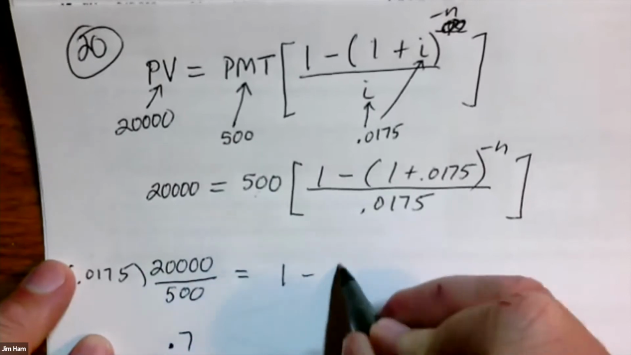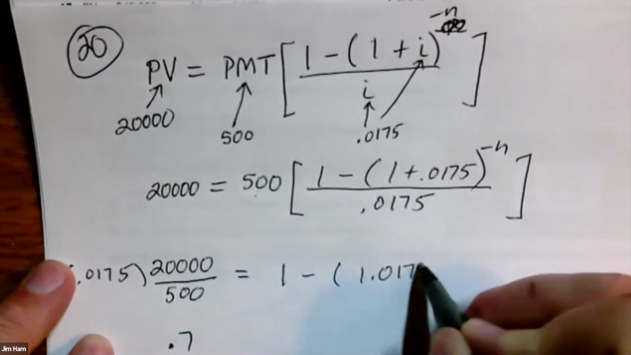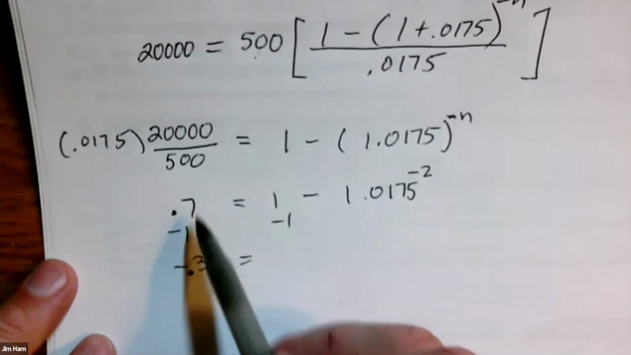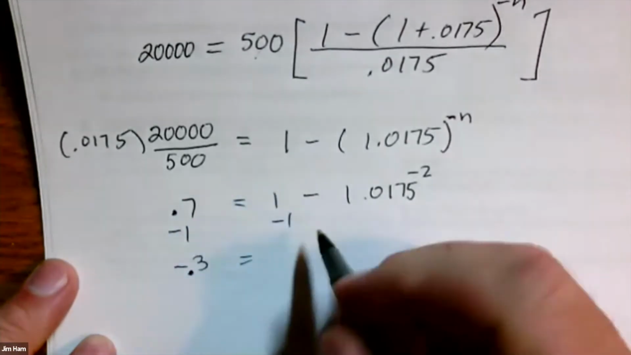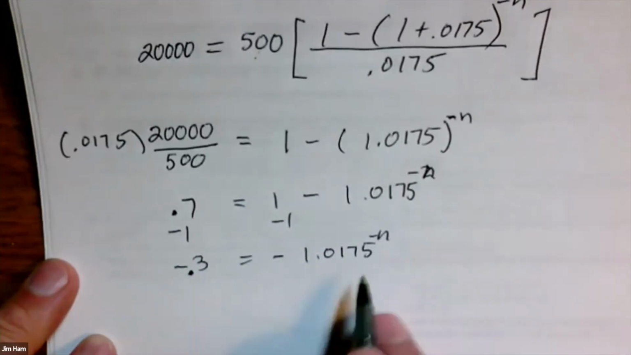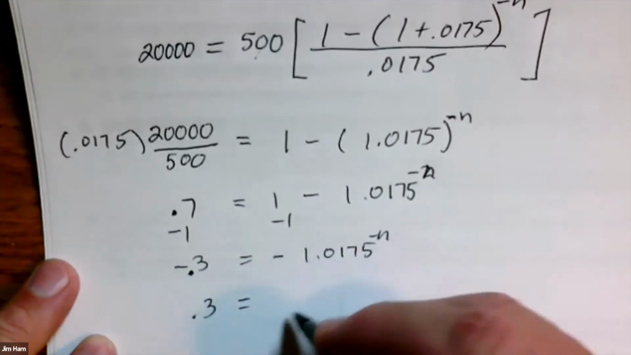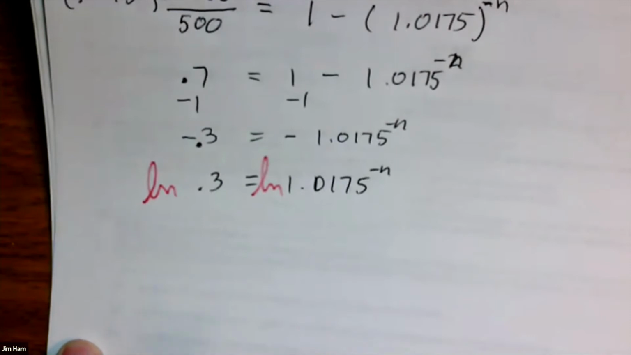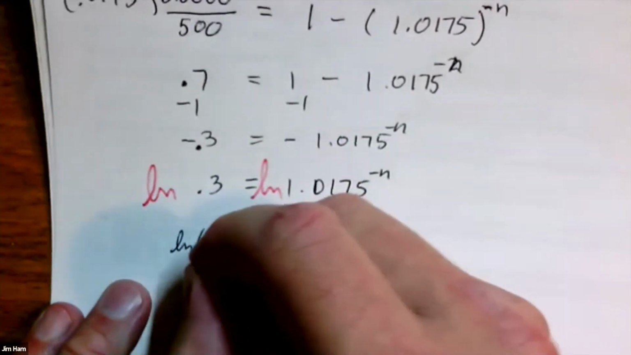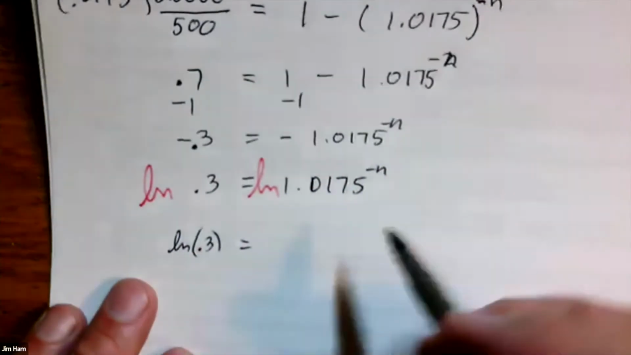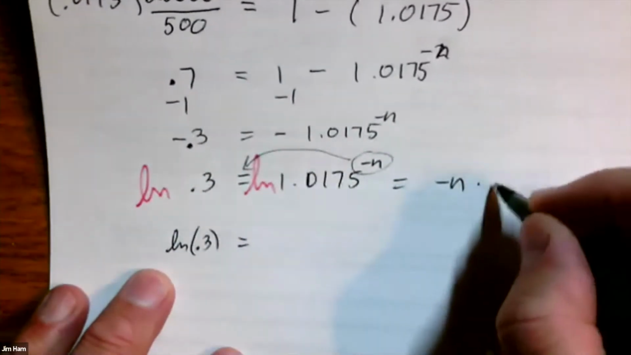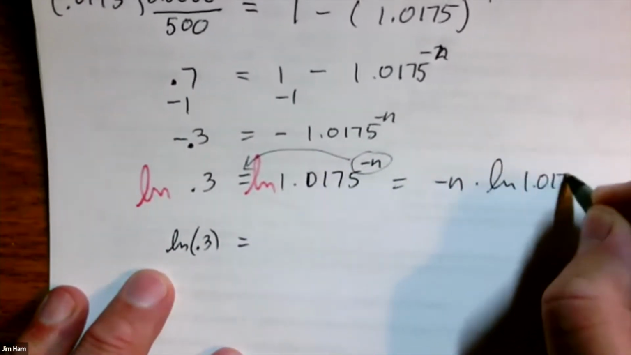So what we have left on this side is 1.0175 to the negative n. All right, I'm going to subtract 1 from both sides, -1 and positive 0.7. That'll get rid of the ones here. You get a negative. Multiply both sides by -1, and that'll make everything positive. Take the log of both sides. ln of 0.3 equals, and one of the properties of logs will enable us to take this exponent out front times the natural log of 1.0175.